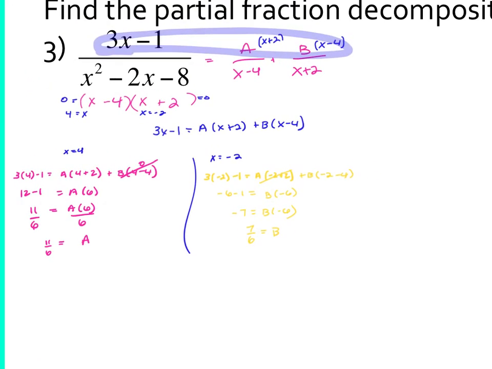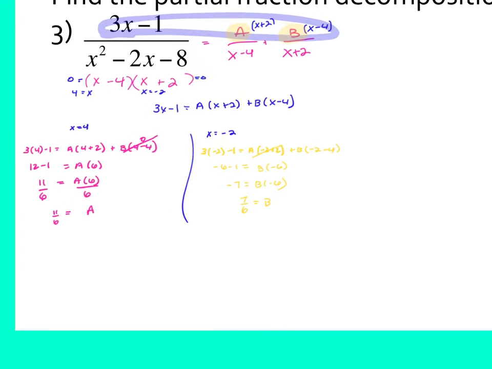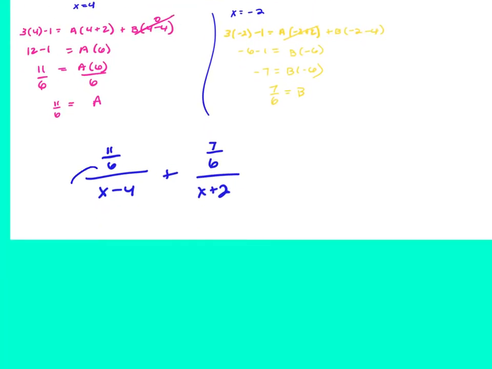So now the a has to go over the x minus 4 and the b has to go over the x plus 2. I would get 11 over 6 over x minus 4 plus 7 over 6 over x plus 2. But remember, we can't leave the fraction within the fraction. So we bring the denominator down, and it would be 11 over 6 parentheses x minus 4, and you want to keep it that way. You don't want to distribute. 7 over 6 x plus 2. So this is one way your answer can be written.